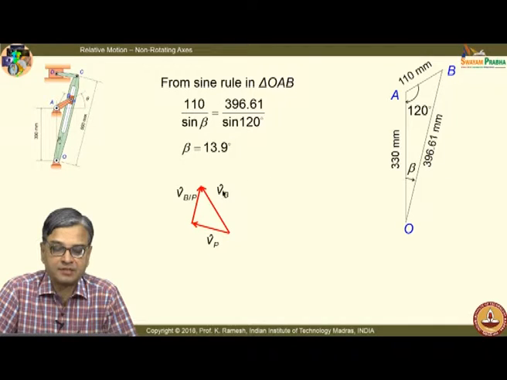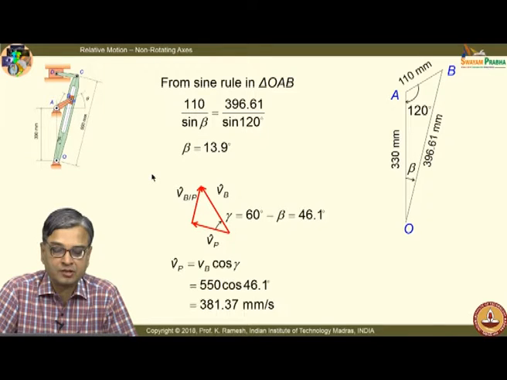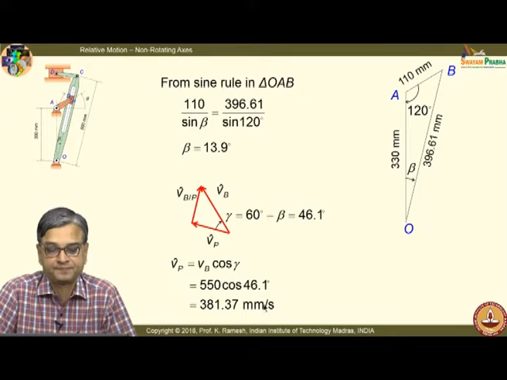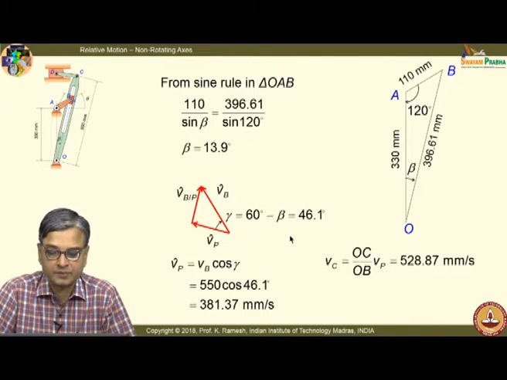And I have this velocity diagram written like this. So, I can also get Vp as Vb cos gamma. So, I get Vp as 381.37 millimeters per second. So, once I know Vp, I can find out the omega of OB. Instead of finding out the omega, I have directly written down this, so that is also fine. So, I get velocity c as 528.87 millimeters per second.